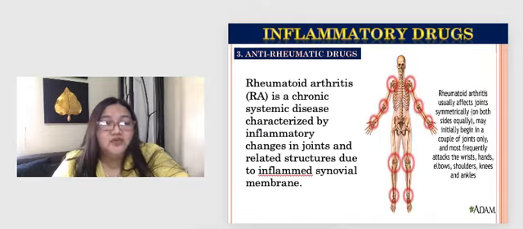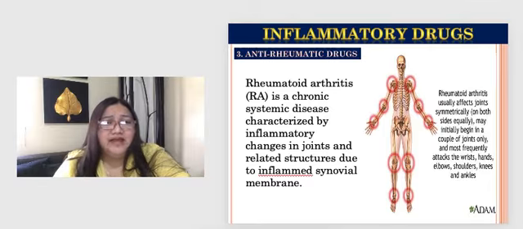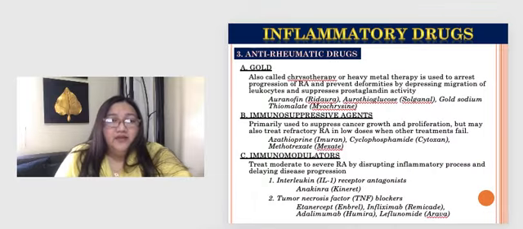Alright? So, yung mga may rheuma or rheumatoid arthritis, madalas symmetrical. Meron sa kanang tuhod, meron din sa kaliwa. Okay? As you can see in the photo. Now, these are the anti-rheumatic drugs.